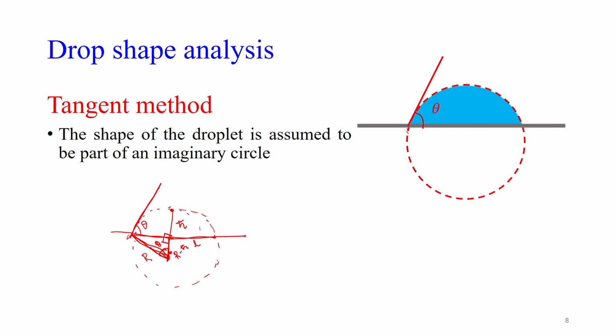So, what we are saying is, we are drawing a tangent. Before drawing the tangent we are assuming this part of the shape is a part of an imaginary circle, and from the imaginary circle, if it is a center point, now we know the value of its radius, and we can calculate the value of the theta.